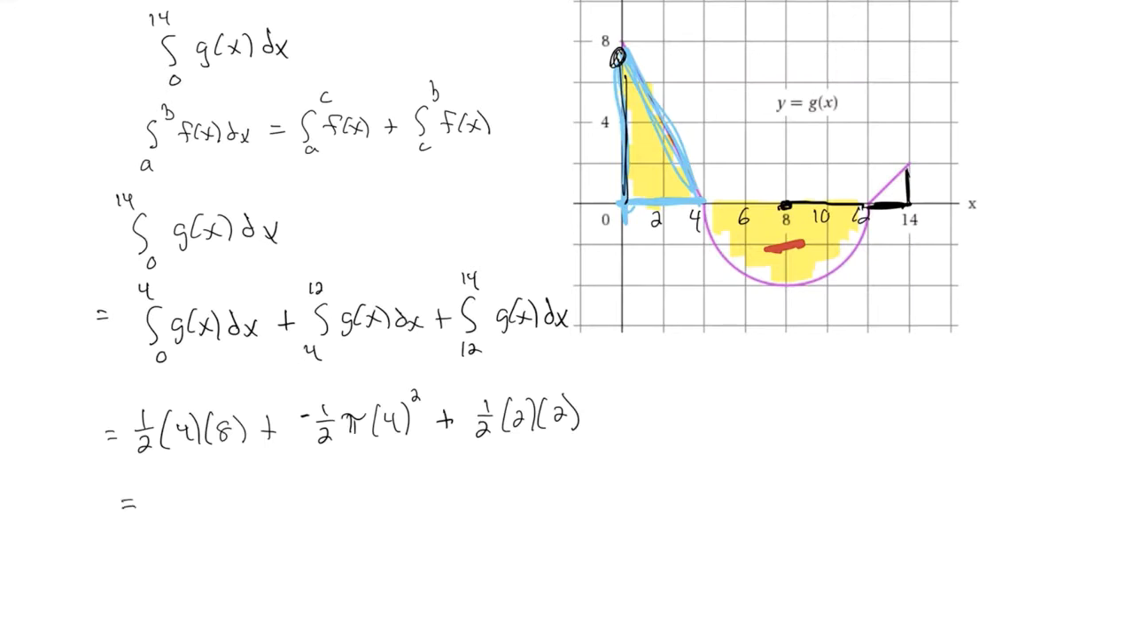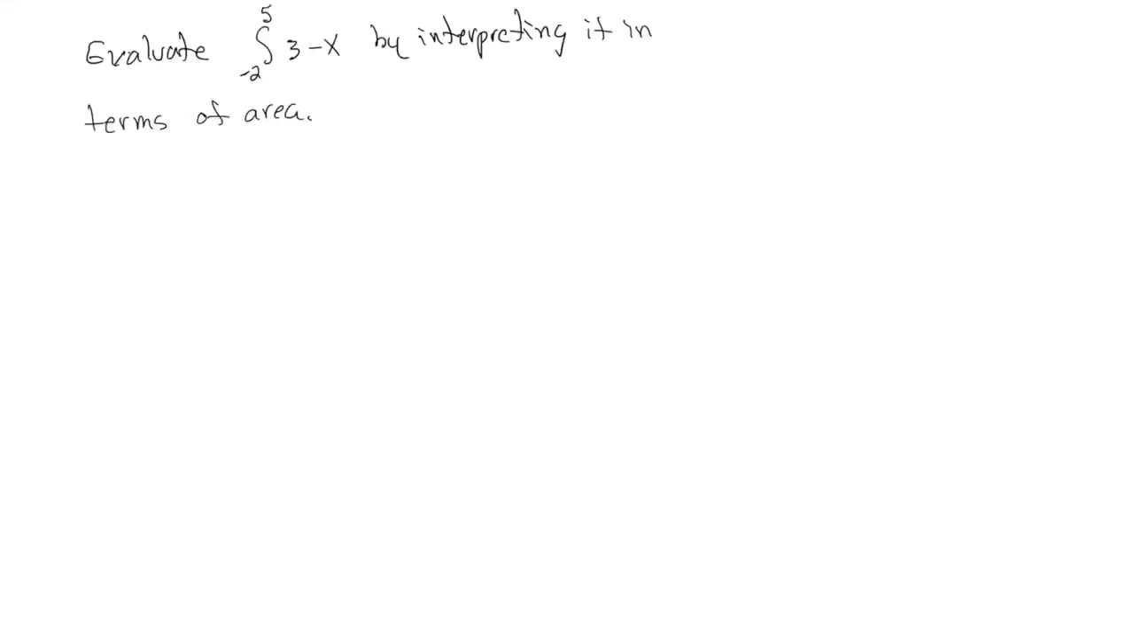So crunching all of this out, I get 1/2 times 4 is 2, times 8 is 16. I'm going to get minus, let's see, 4 squared is 16, half of that is 8. And then half of 2 is 1, times 2 is 2. So 16 plus 2 is 18, minus 8 pi would be the value of the integral based on the given graph.